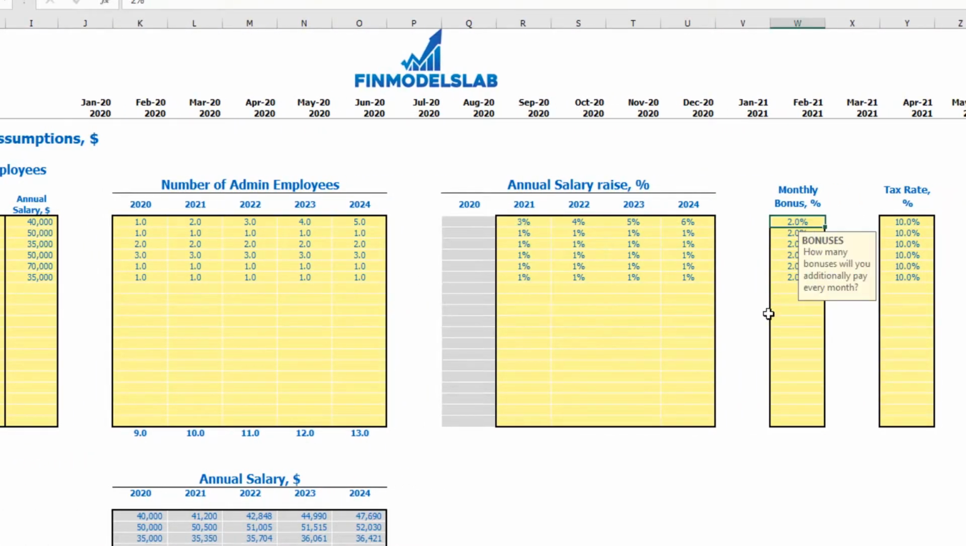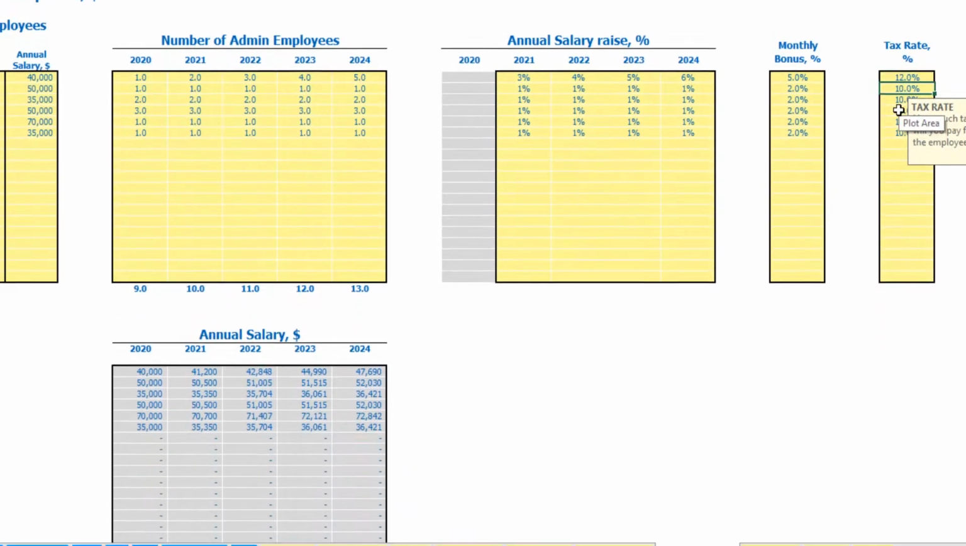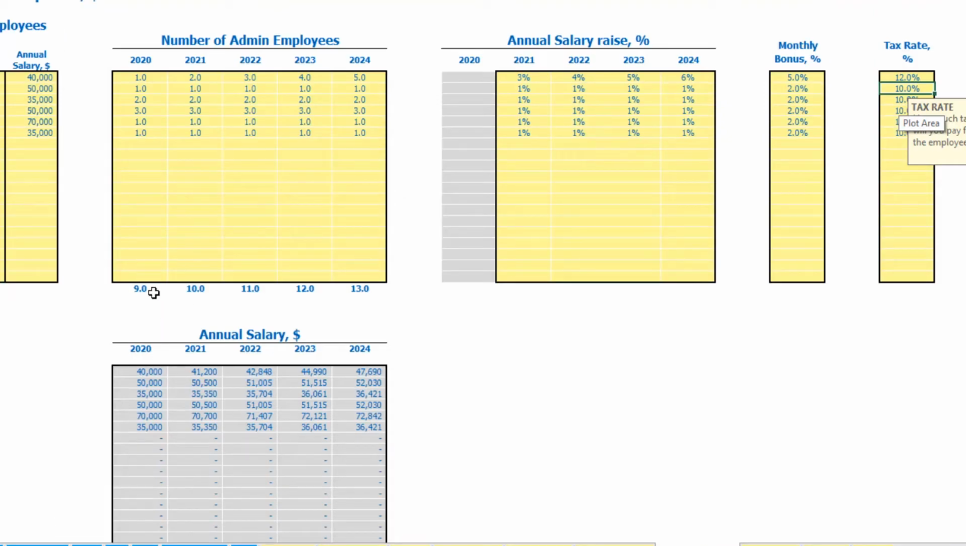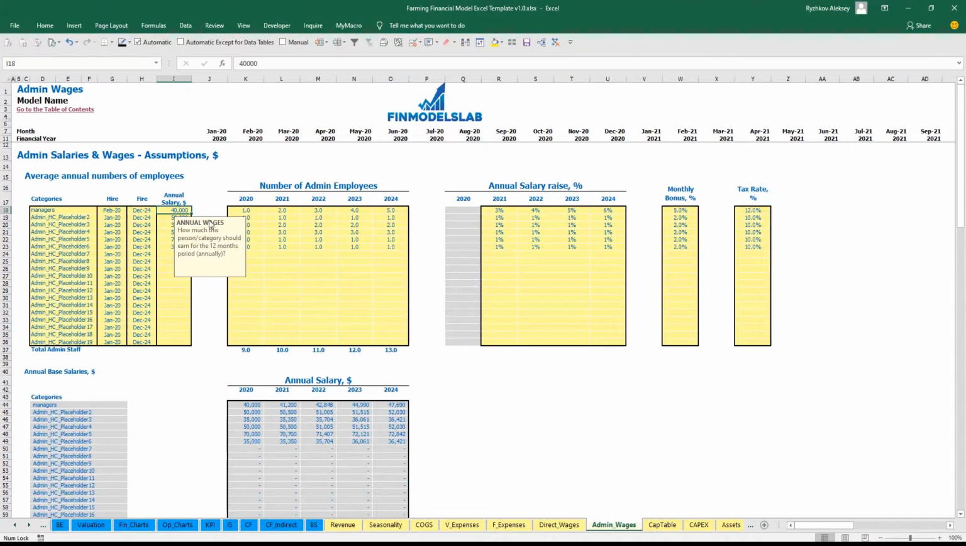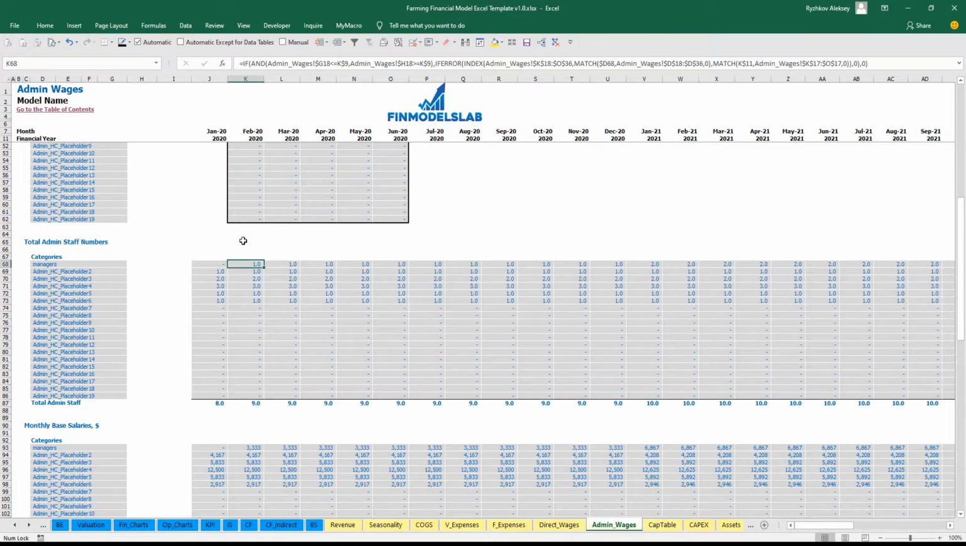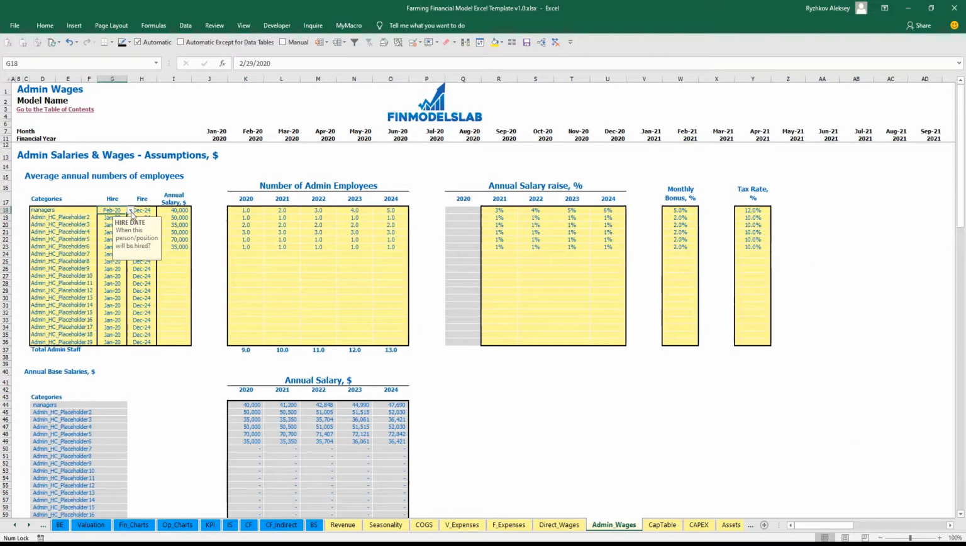Also here you have set up for the monthly bonus, for example 5% per month, and the payroll tax rate, for example 12. Below you may see the calculation of annual salary, depends on the annual salary for the base year and for the annual salary rise. Also here you can see the calculation of number of headcounts. It starts in February because we set up February start of hire.